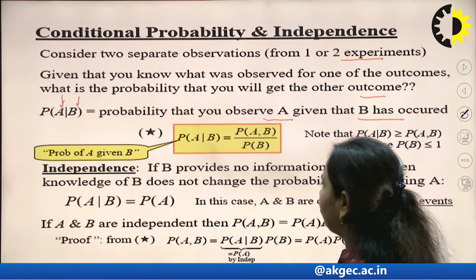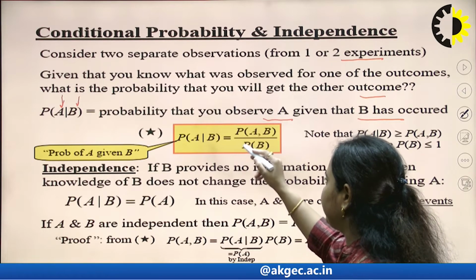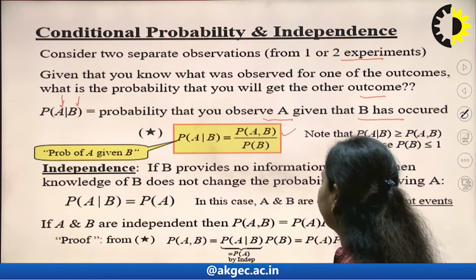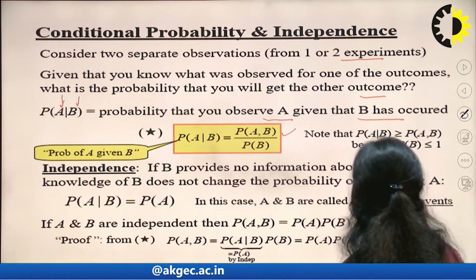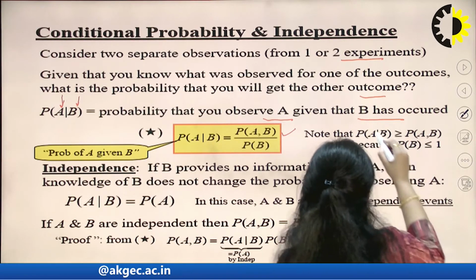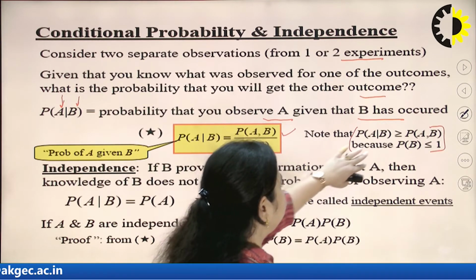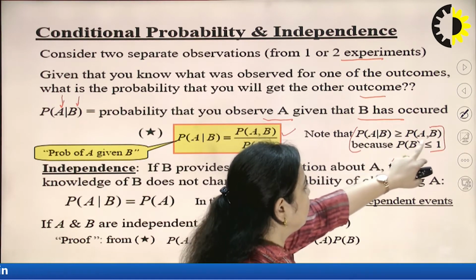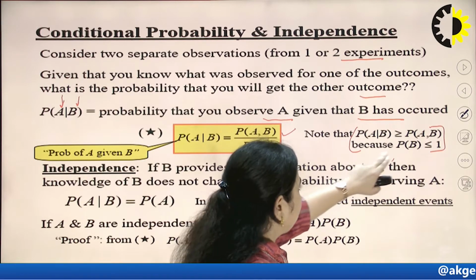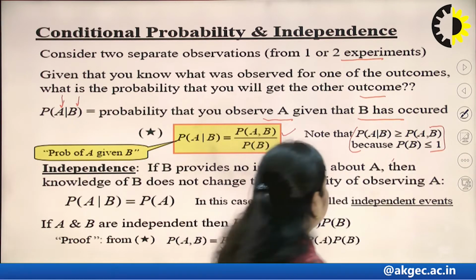That is the formula for conditional probability: probability of A given B is equal to probability of A comma B divided by probability of B. Note the condition for this formula: probability of A given B should be greater than or equal to probability of A comma B, because probability of B should be less than or equal to 1.